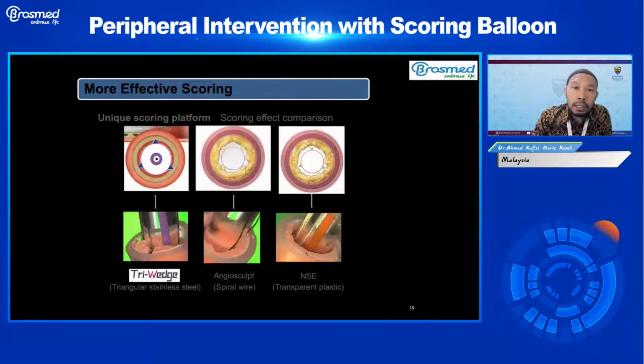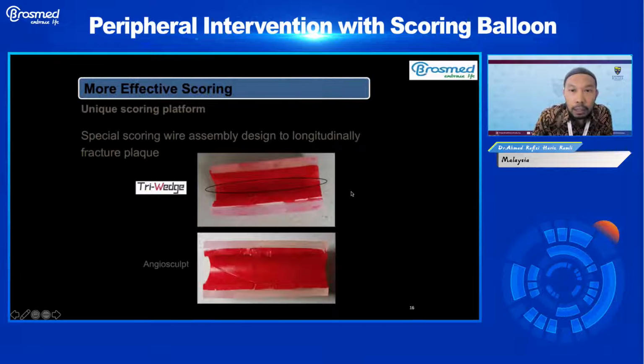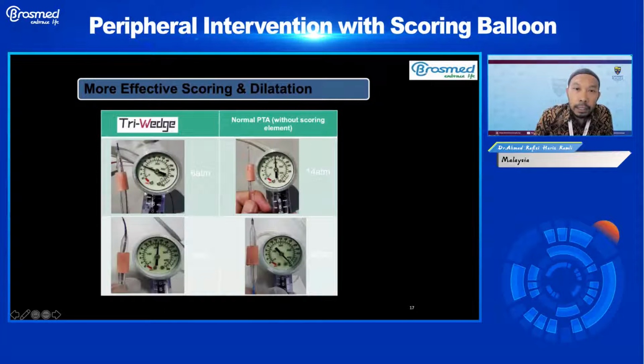Okay, so this is just some pictures of tri-wedge in action in vitro. So as you can see, it scores like that compared to the others. And you get this linear scoring compared to angioscope, which is more spiral. And as you can see, the pressure that is required to score is much less compared to a normal PTA without scoring element.